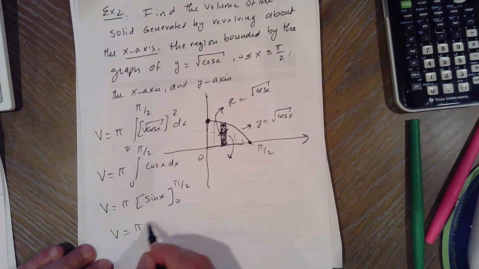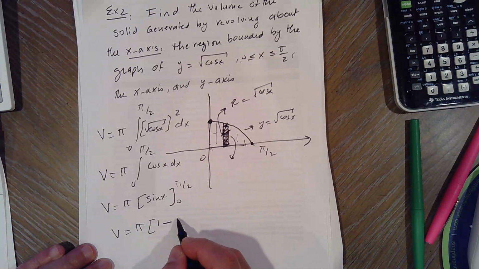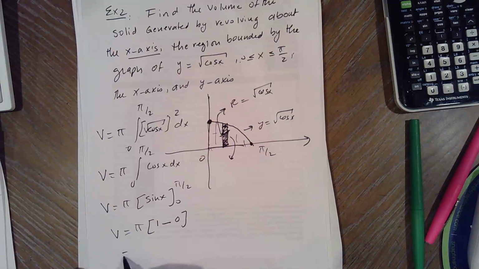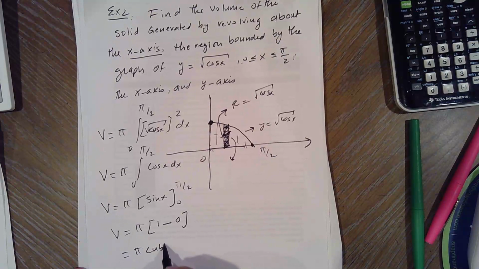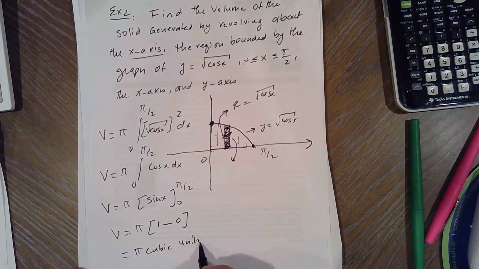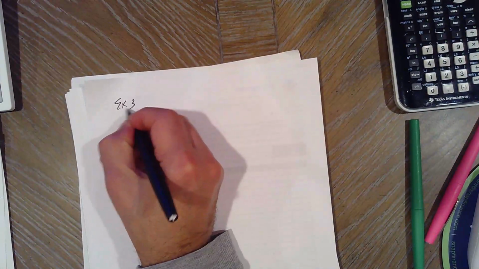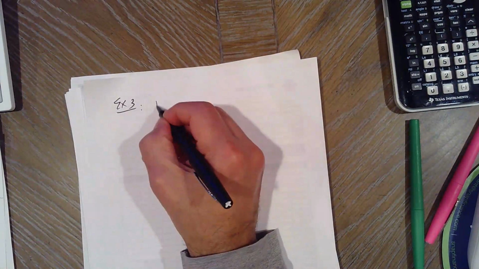So the volume is 10 pi over 2 is 1, sine 0 is 0, so it's pi cubic units. Okay, so we've seen two examples about revolving about the x-axis. Let's see now about the y-axis, example 3.